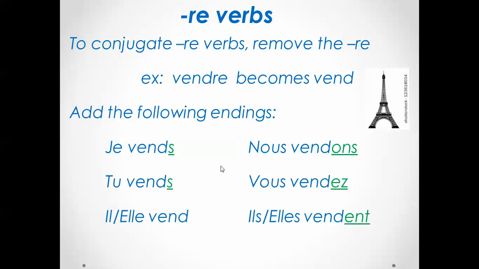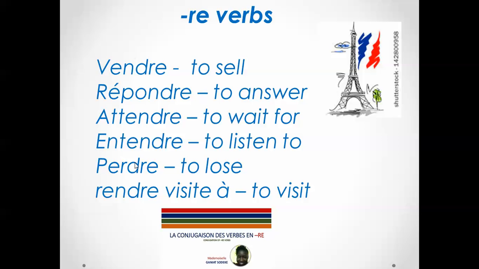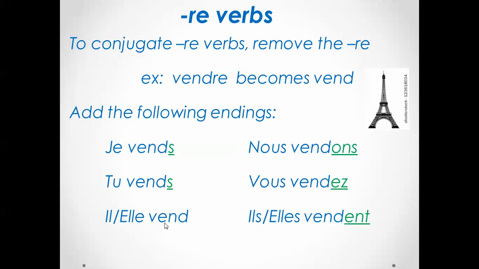And once again, je vends means I sell, tu vends, you sell, elle vend, she sells, nous vendons, we sell, vous vendez, you all sell, elles vendent, they sell. Okay? And do you notice that je vends, tu vends, elle vend, et elles vendent, they all sound the same.